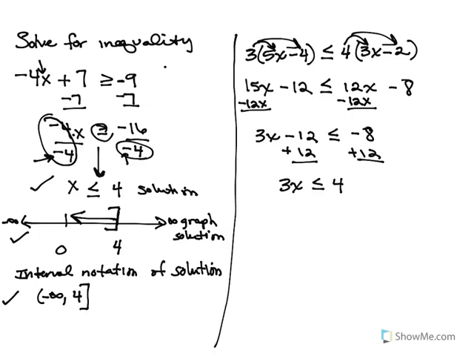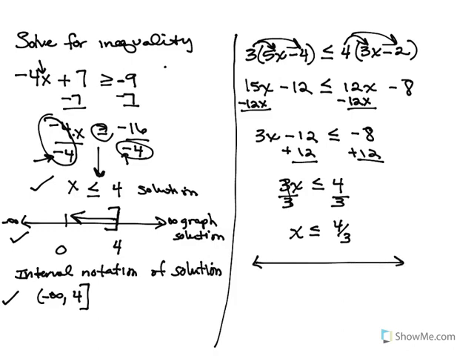So now I have 3 times x is less than or equal to 4. So I am going to divide both sides by 3. So I get x is less than or equal to 4/3. We would just leave it as the improper fraction because it is in lowest terms. So x less than or equal to 4/3 is the solution.